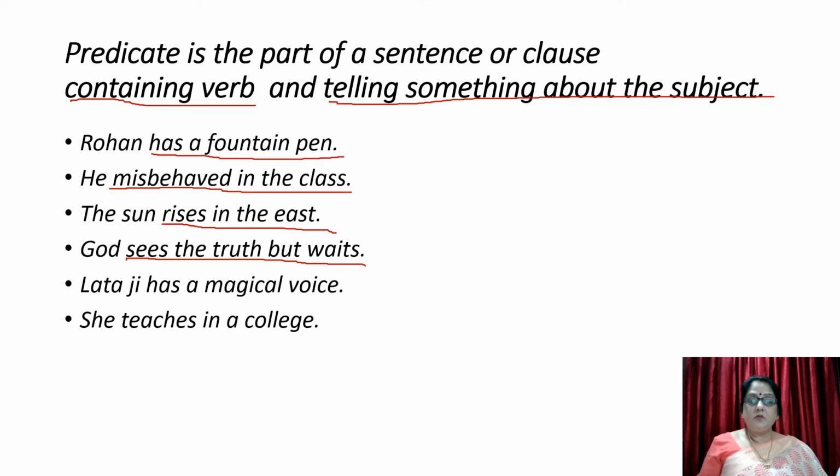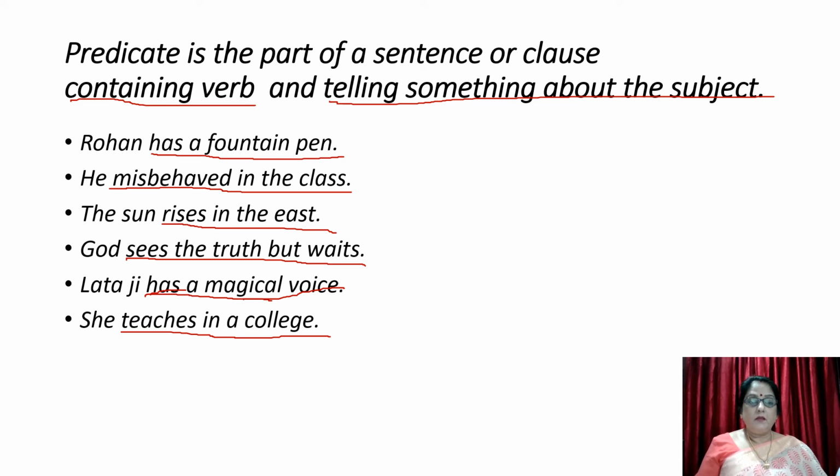Lataji has magical voice. Lataji is the subject here. Has is the verb here. And it is telling about Lataji. The whole part is predicate. Okay. The whole thing is predicate. She teaches in a college. Now she is the subject here. Teaches in a college. Teaches is the verb here and it's telling about her. What is it telling about? It's telling about her that she teaches in a college.